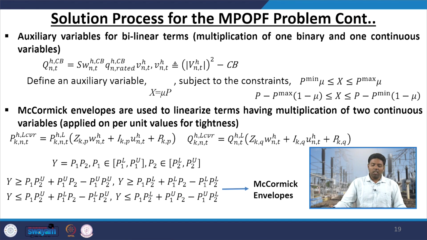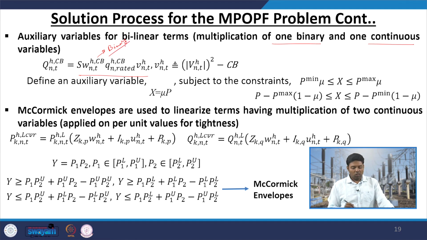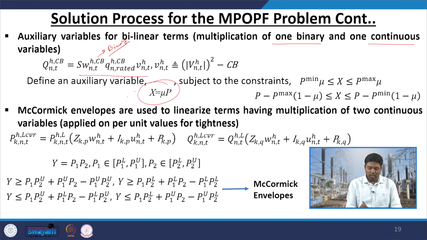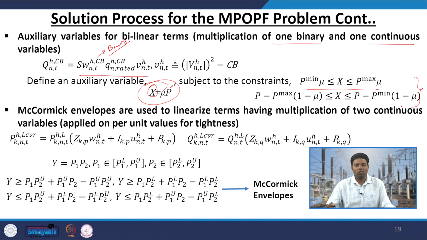Then you have bilinear terms, which are a multiplication of one binary and one continuous variable. You can see that for the capacitor bank switching, where your capacitor bank status is a binary, right. So, you can replace them with an auxiliary variable x equals mu p, where mu is the binary, p is the continuous and x is the auxiliary variable. To do that, you have to add two extra constraints to your system.